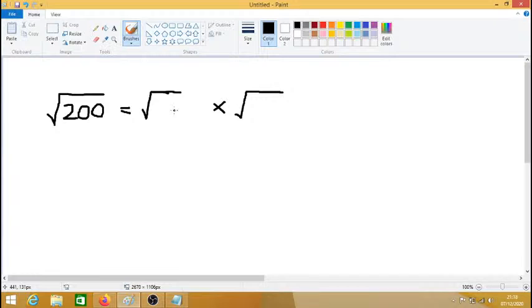So hopefully that's enough time. You could have written this as the square root of 100 times the square root of 2. And the easy one is the square root of 100, which just makes 10. And then when we drop the times sign, we could just write that as 10 root 2.